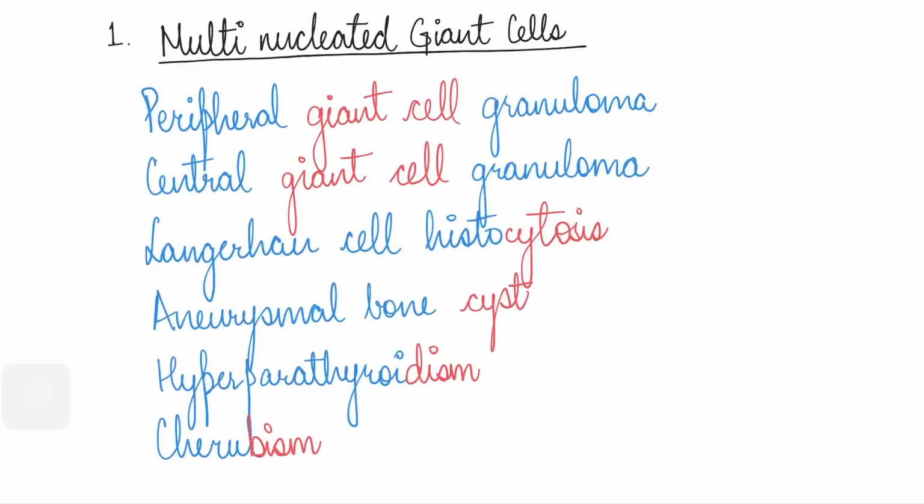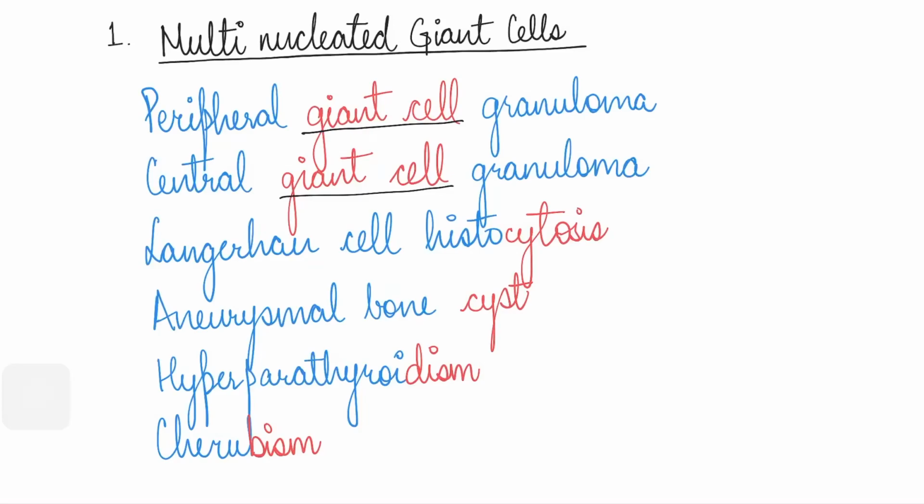So this is a brief list where you see multinucleated giant cells. If you see in a question a histologic feature containing multinucleated giant cells, you can just remember this list. And how I remember is, there are two diseases that have a name that says giant cells. So it could be peripheral or central giant cell granuloma. If you have any of these in the options, you are sure that multinucleated giant cells are present in this.